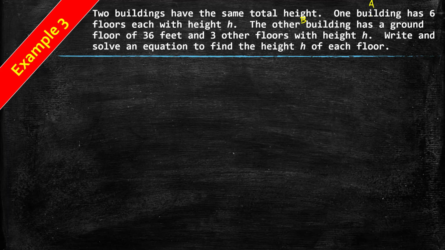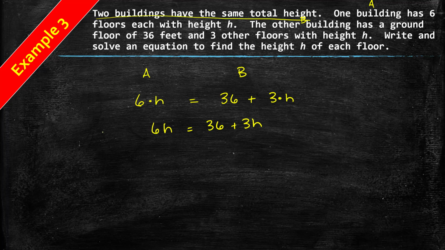So if I were to write an expression for building A, it has 6 floors, each with height h. So if I wanted to find the height of building A, it'd be 6 floors times height h. Building B has a ground floor of 36 feet plus 3 other floors with a height h. So I can write that equation nice and simple: 6h equals 36 plus 3h. And I set them equal to one another because the 2 buildings have the same total height.